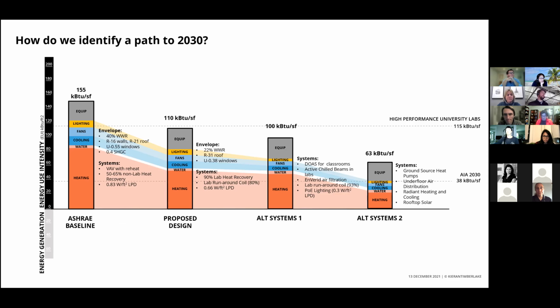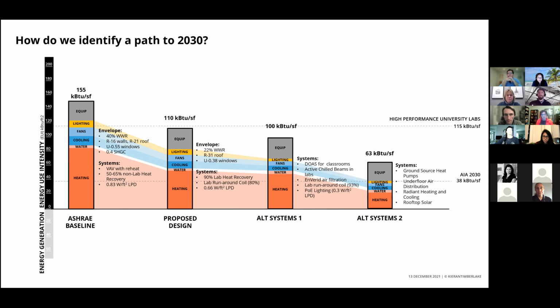In this example, this is for a university lab building. We have four options laid out here, where Alt Systems 1 and Alt Systems 2 add more aggressive mechanical and architectural interventions, trying to drive down energy use as far as possible. Alt Systems 2 represents everything we can throw at it. And you can see that the lowest we could possibly get is around 63 kBtu per square foot.